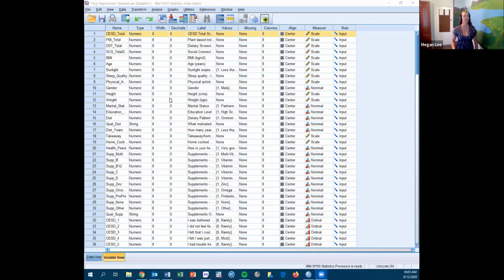Now, the independent variable has been measured in two ways. First, the DST, which is our dietary screening tool. It is a pre-validated scale. What that means is that someone else out there in the world has constructed this survey of questions on diet, and it has been validated using factor analysis or some other type of statistical analysis to ensure that the questions in the survey reflect diet quality, basically, healthy or unhealthy diet quality.